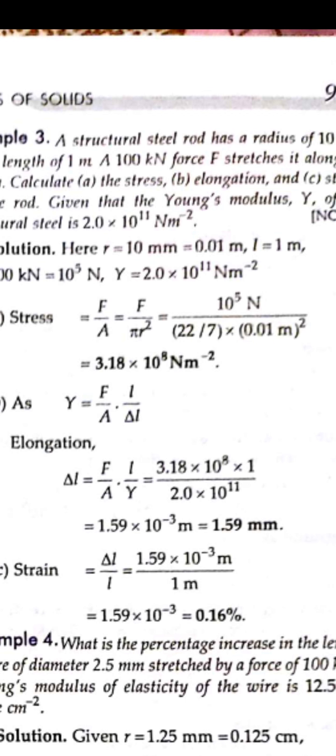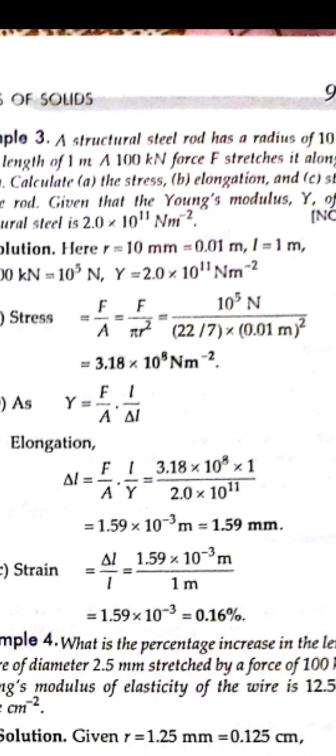Now we have to talk about the Young's modulus, and Young's modulus is equal to force upon area upon strain, that is del L upon L. So from there, if we put the value of Y, force and area, and the value of L, then we can get the change in the dimension, that is del L. So del L was given as 1.59 mm.